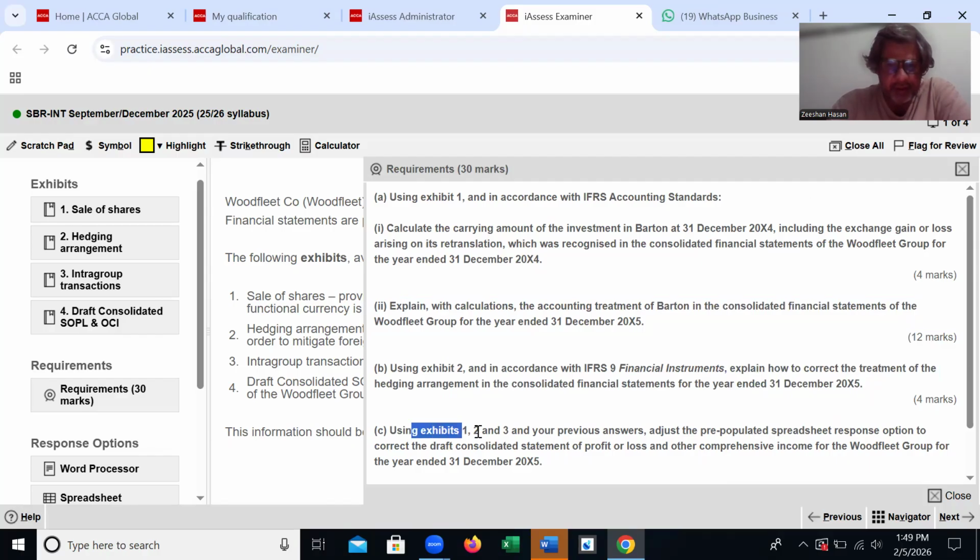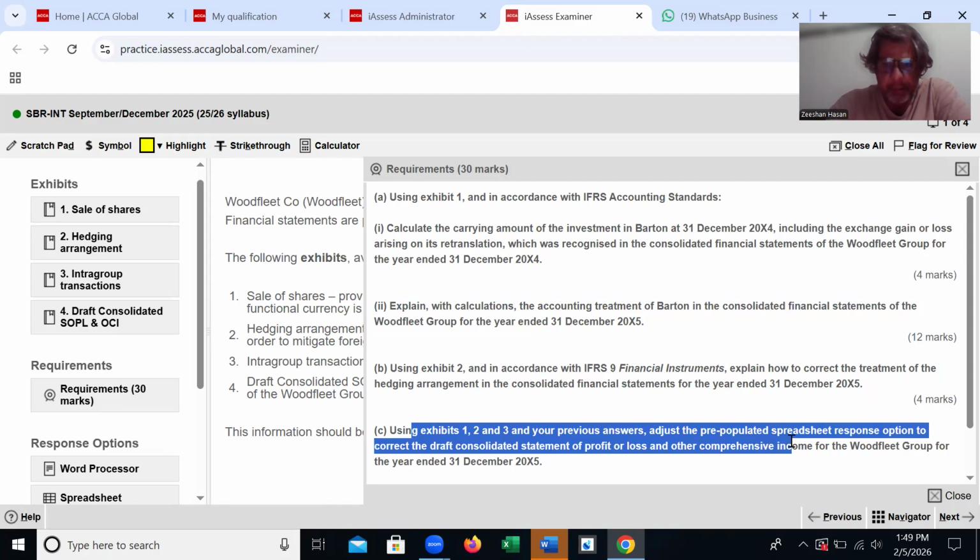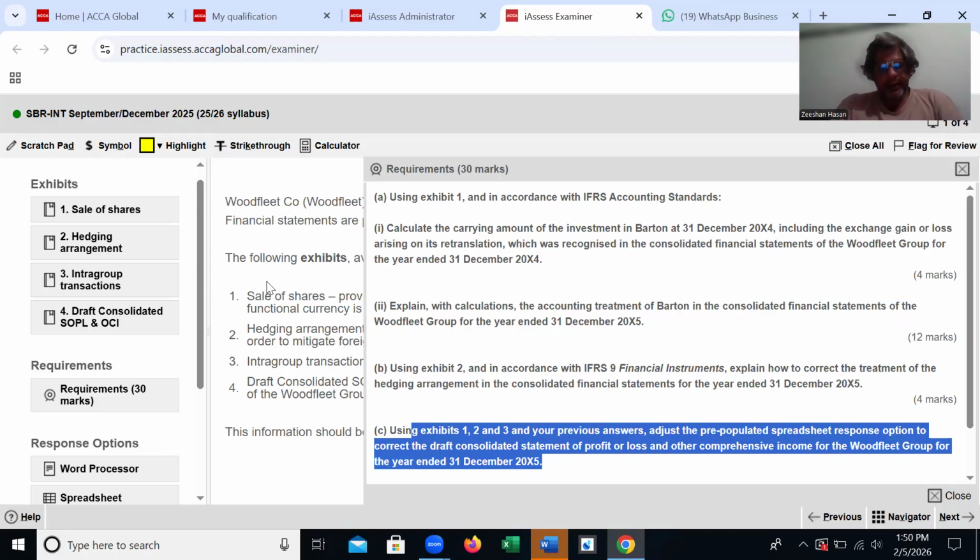And then finally, use exhibits 1, 2 and 3 and previous answers. Adjust the populated spreadsheet response option to correct the draft consolidated statement of profit or loss and other comprehensive income for the Woodfleet Group for the year ended 31st December X5. Right. Okay, so these are the requirements.